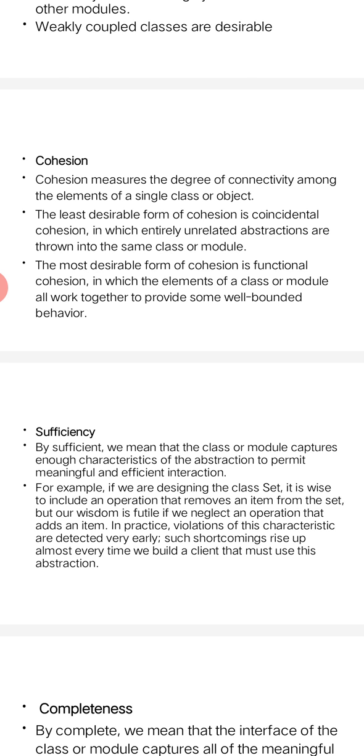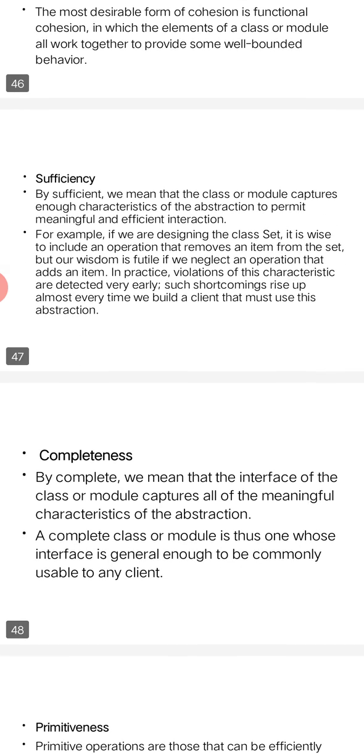Next, completeness. By complete we mean that the interface of the class or module captures all the meaningful characteristics of the abstraction. Completeness means we have to have a clear-cut idea and a clear-cut solution regarding the problem domain. So completeness means we have to get a meaningful solution. A complete class or module is thus one whose interface is general enough to be commonly usable to any client.